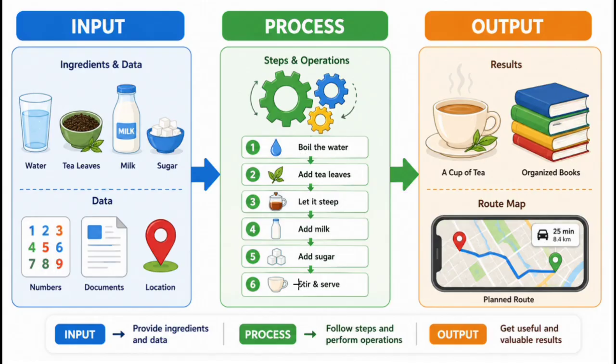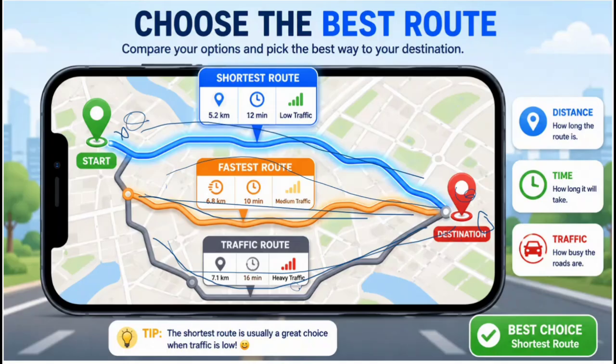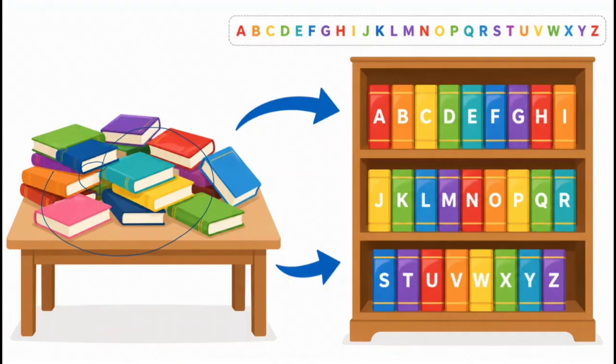A good algorithm usually has these 3 qualities. In this particular slide, you can see the ingredients or the inputs are important. The process is important. The output is important. We take input, do something, get some output. This is all that the algorithm cares about.